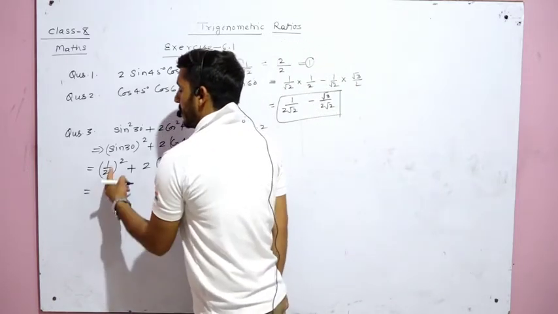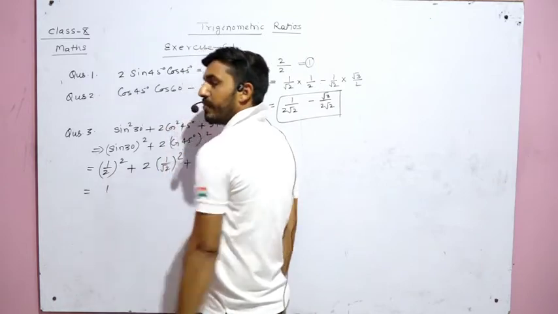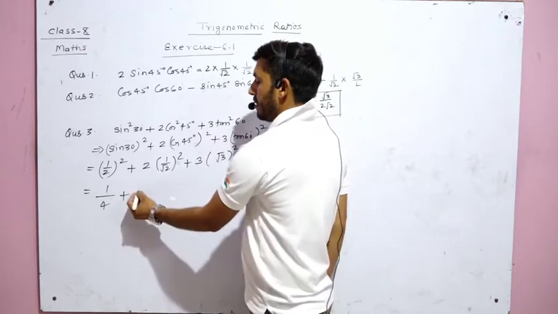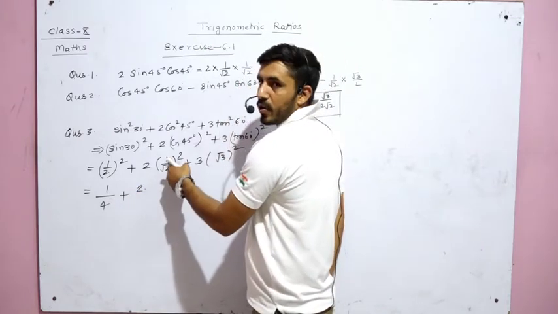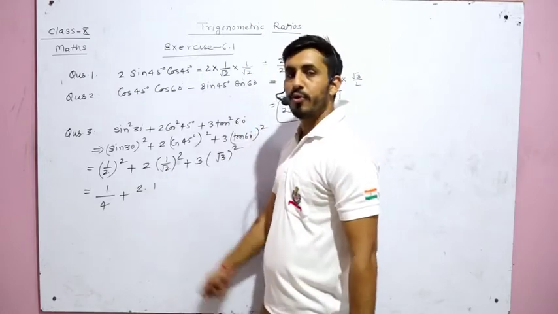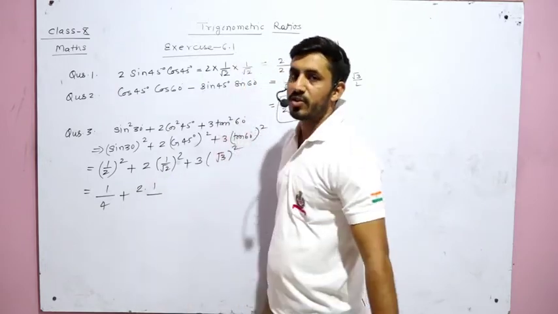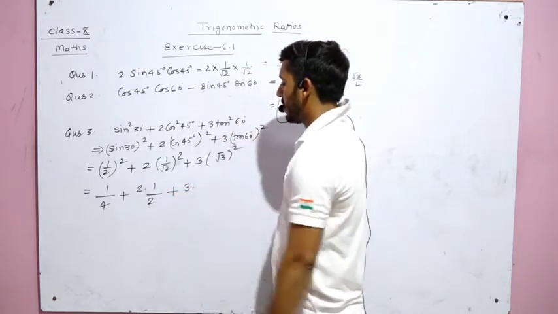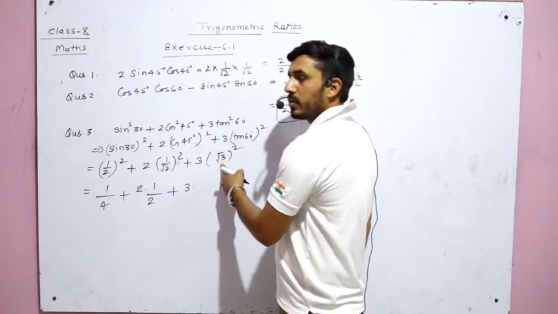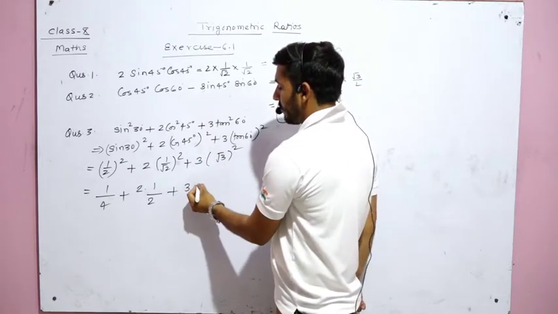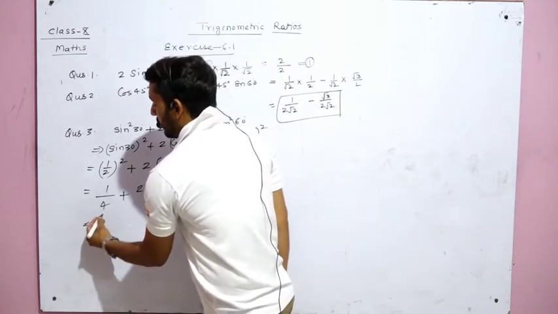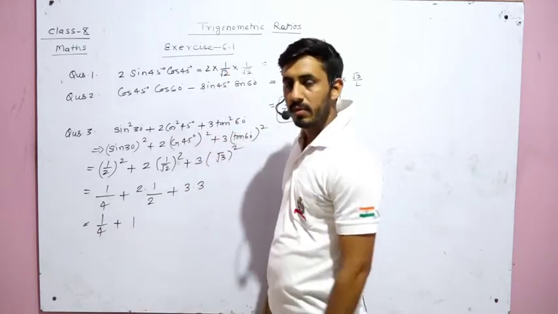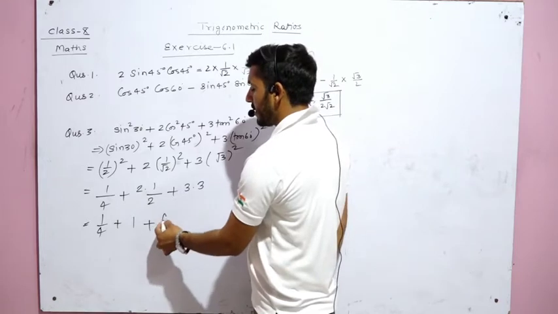The square of 1 is 1, and the square of 2 is 4. Plus 2 into the square of 1, which is also 1, and the square of root 2, and as we know root and square cancel, so we get 2. In the next we get 3, and the square of root 3, root is cancelled by square, so we get 3. Here we can write 1 by 4, plus in the next term 2 is cancelled by 2, so we get 1. In the next term we get 3 into 3, that is 9.